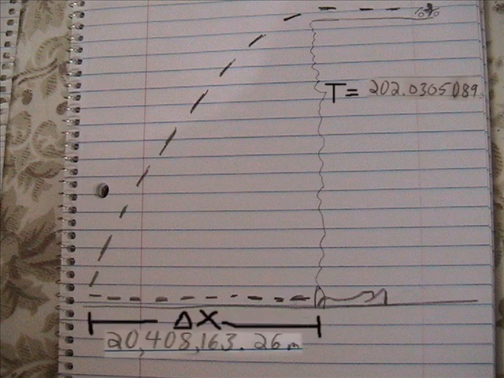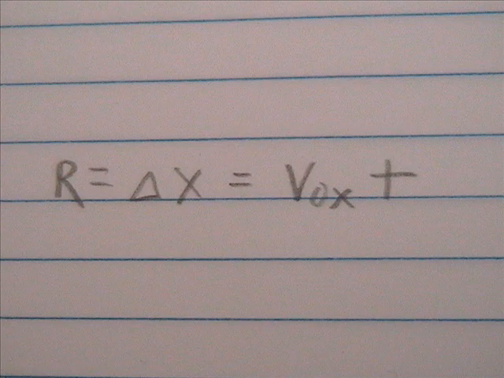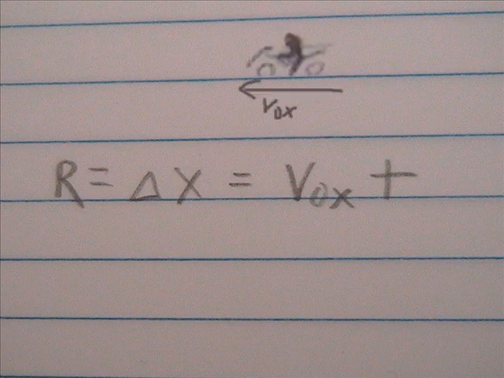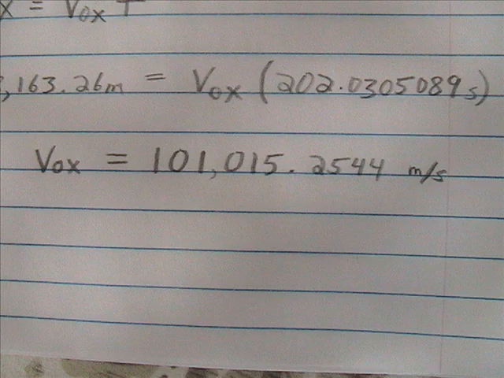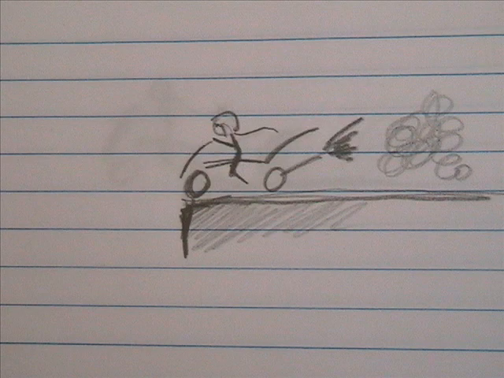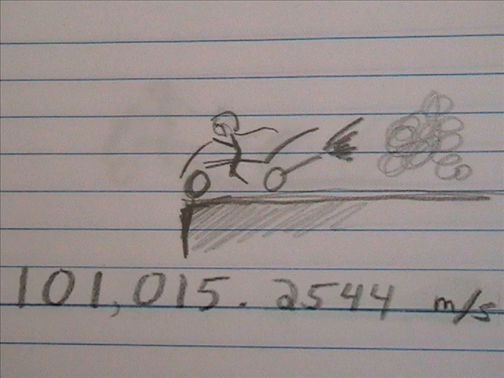So now that we know the delta x and the total time, we can use the equation delta x equals initial velocity times time to find out the initial x velocity of the Batcycle as it flies off the cliff. We put the information in, solve for initial x velocity, and get 101,015.2544 meters per second. The velocity at which Batman has to leave the cliff is 101,015.2544 meters per second. This may not seem possible, but we're dealing with Batman here. So it's possible. Not taking into account air resistance or curvature of the Earth.